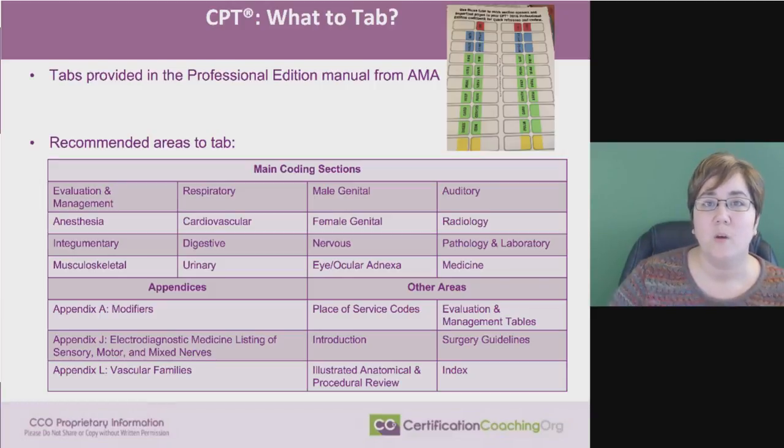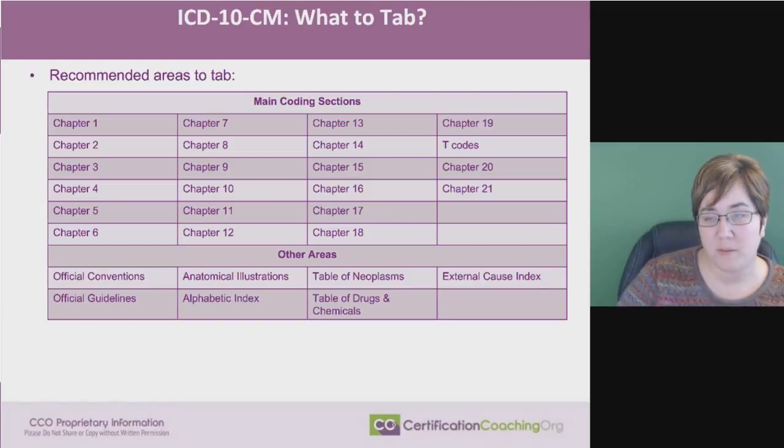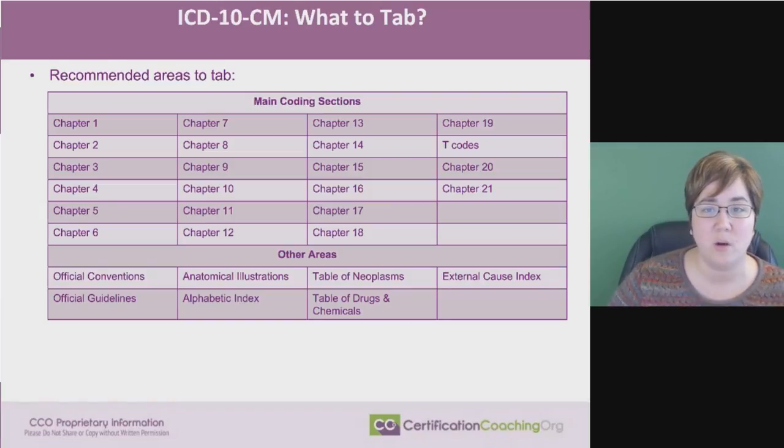Right? For tabbing the ICD manual, what do I tab? Well, I'm going to recommend that you do the same things, right? Tab all of the main sections of the manual. So chapter 1 through chapter 21. And I would recommend tabbing where the T codes start, because chapter 19, if you remember, chapter 19 are your injuries, poisonings, those types of codes.